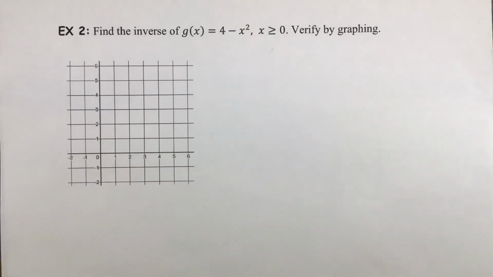For example 2, we're going to find the inverse of g of x, which is 4 minus x squared. It does have a limited domain of x greater than or equal to 0. We're going to verify everything with graphing as well. In fact, what I'm going to do is start with the graph of g of x with that restricted domain.